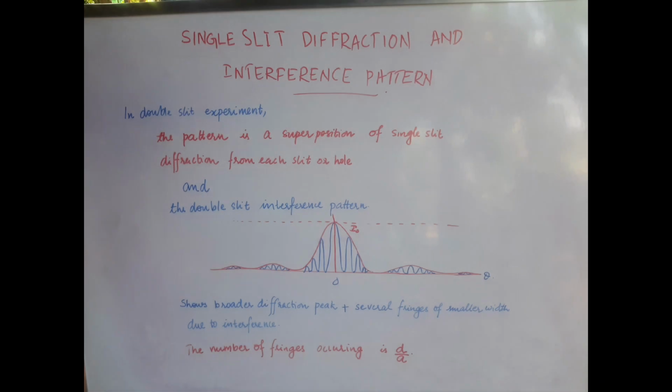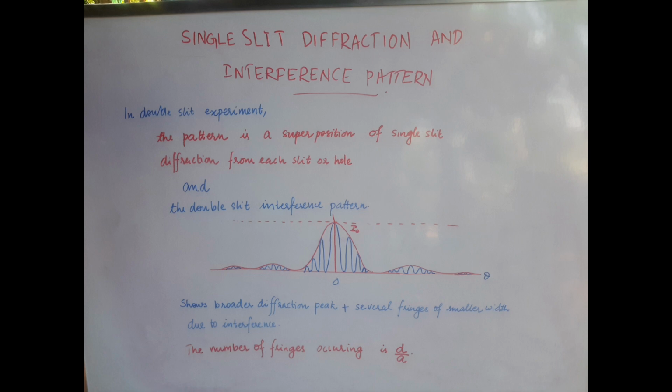First, here we consider a single slit experiment. The pattern can be considered as the superposition of a single slit diffraction from each hole or slit and a double slit interference pattern. So this is just a superposition of these two effects. This is shown in the figure, and you can see in the graph a broader diffraction peak in which there appear several fringes of smaller width due to the double slit interference. So it is diffraction plus interference.